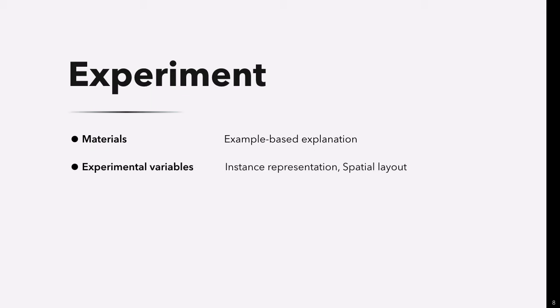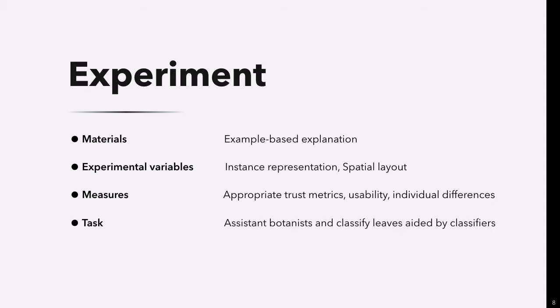As experiment overview, we used example-based explanations, and we manipulated two visualization design factors. The first one is instance representation, and second one is spatial layout. And we measured the user's appropriate trust and also the usability of our visual explanations, as well as a little bit of individual differences. Last, the task we give to participants is where we ask them to classify leaves aided by the classifiers with or without visual explanations.